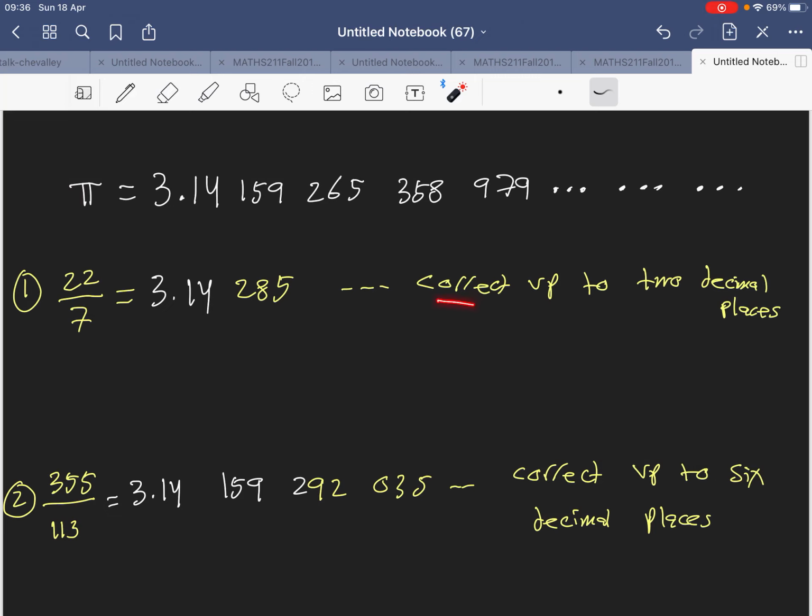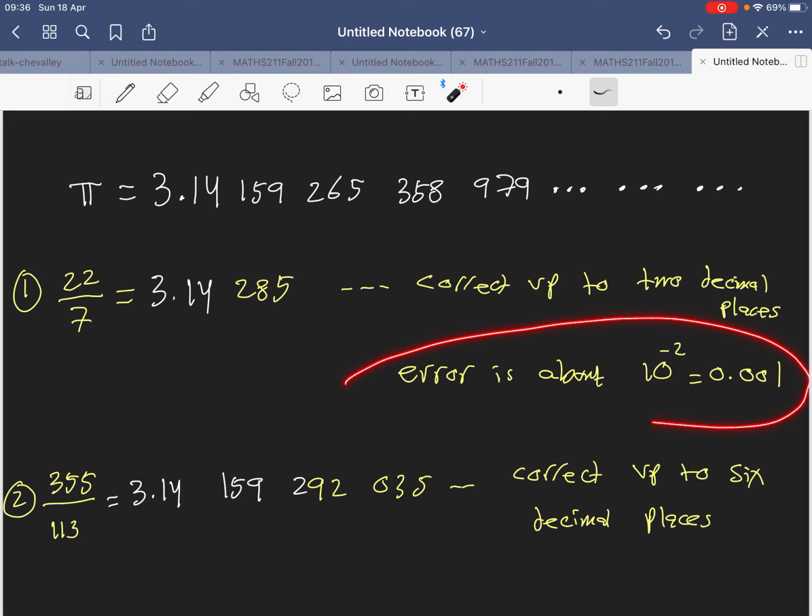Now when you say it's correct up to 2 decimal places, this is the same as saying your error is about 10 to the negative 2, which is 0.00 followed by a 1. Why did I write 2 zeros? It means the first 2 digits are correct. Now, these are the same thing, but we always prefer to say this one because it gives you more feeling of which digits are correct. When you write 0.00, it means the first 2 digits are fine, and then the third one is not.